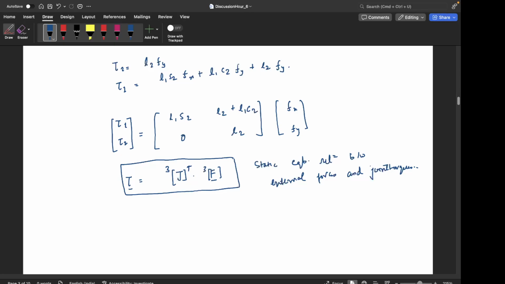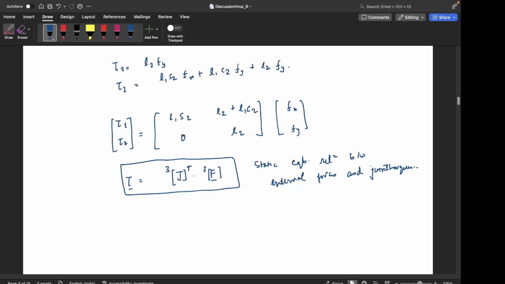So what this relation means is that for the static equilibrium case, the forces on the end effector, and not only forces, it can be forces and moments on the end effector, are related to joint torques by the transpose of the Jacobian. If you see the discussion hour of the previous week, you would see that this 2 by 2 matrix that we have written here as J transpose is indeed the transpose of the Jacobian when it is expressed in the third frame.